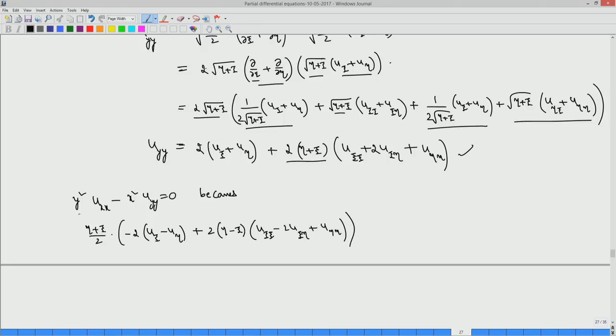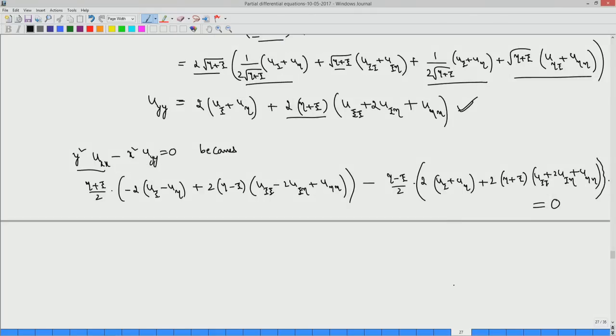So, that is this part, minus x square is eta minus xi by 2, okay, into now u y y, you can make use of this expression. So, you have 2 times u xi plus u eta plus 2 times eta plus xi u xi xi plus u xi eta plus u eta eta. Okay, this ends, that is it. So, this has to be equal to 0. So, that is what is the equation. Okay. Now, you can combine these two.